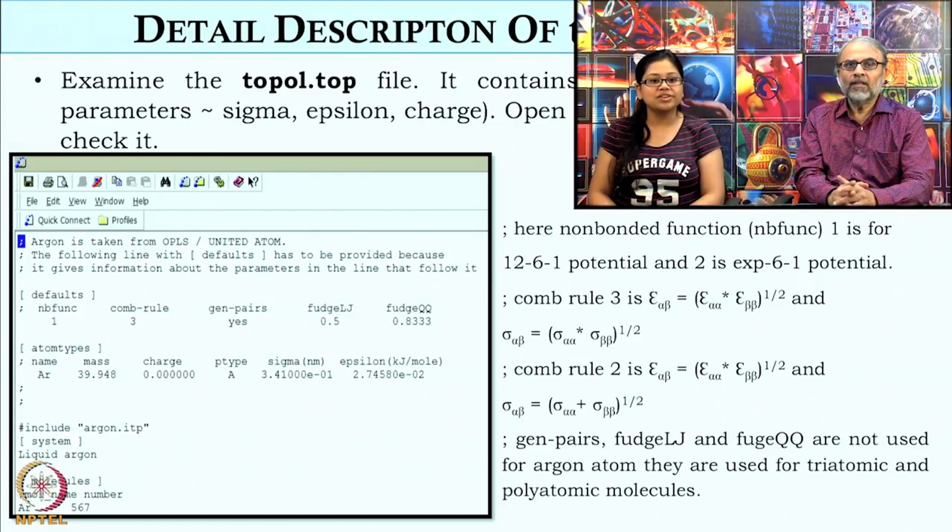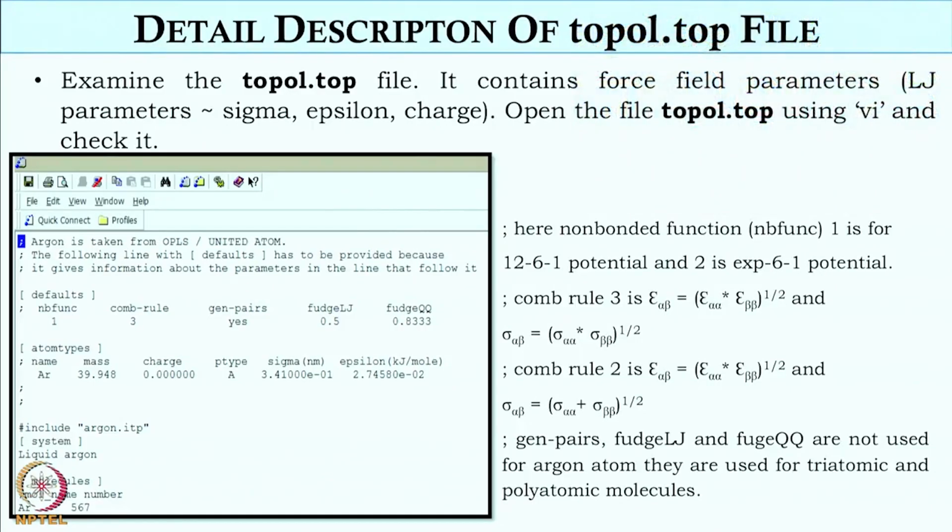The next one is generate pairs. These are not used in case of a monoatomic molecule, but they are used in case of polyatomic molecules. When we come to water, methanol and other complicated molecules, we'll have to use generate pairs. It will generate pairs of interactions. And what are those other 2 lines, fudge LJ and fudge QQ? These are not used for argon atom. These are used for triatomic and polyatomic molecules.